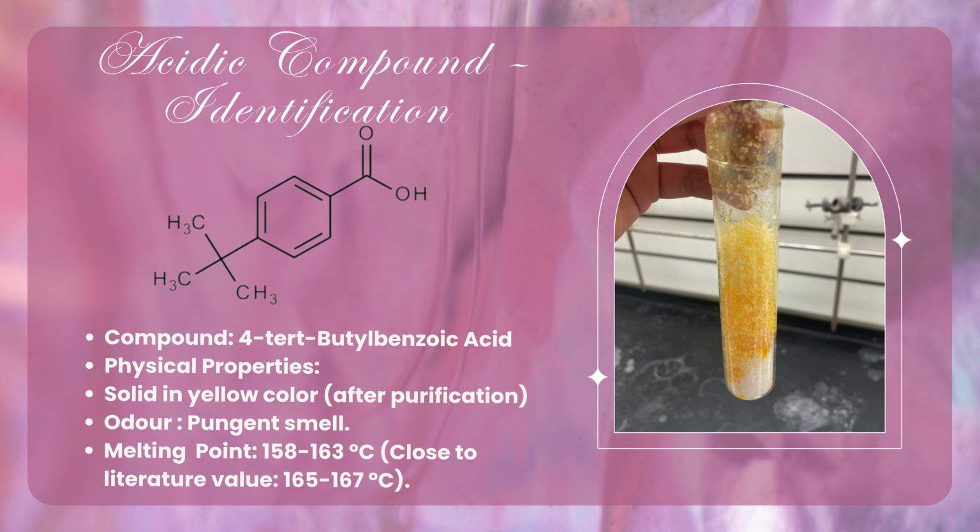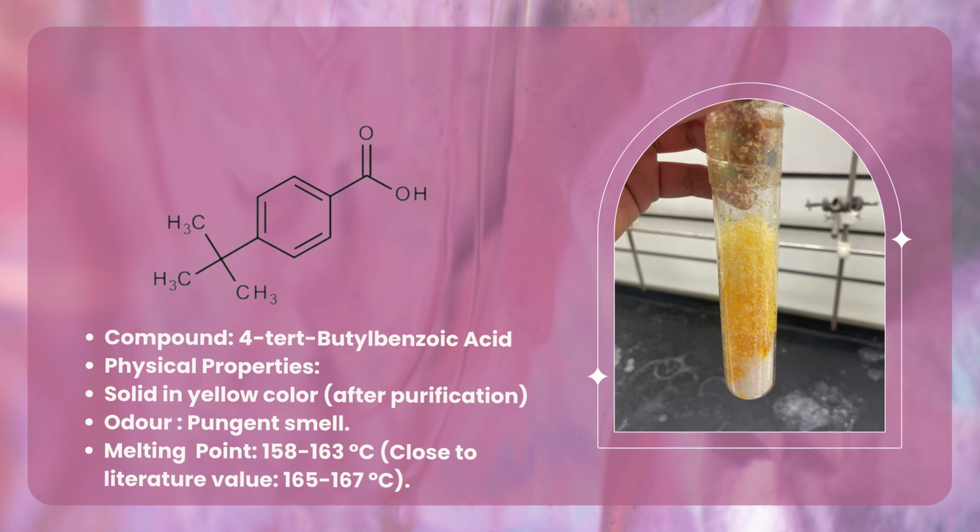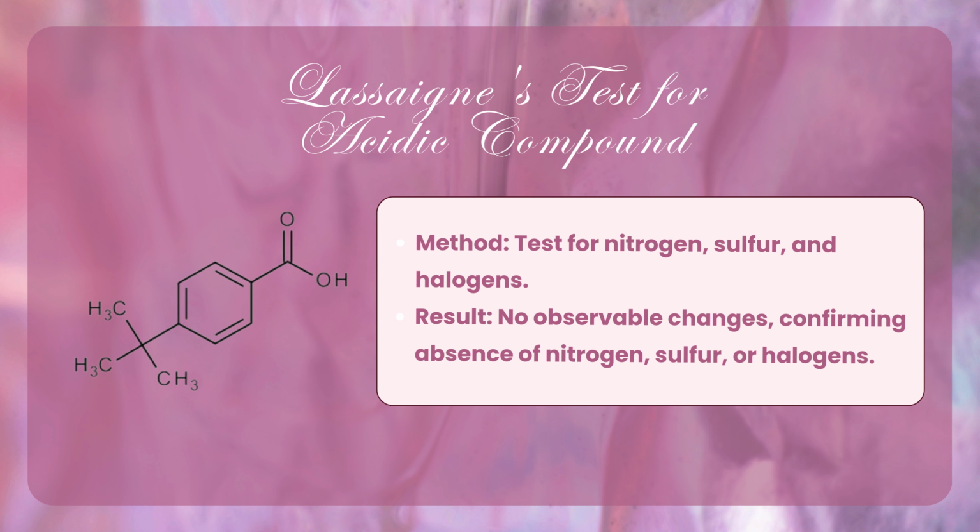However, before deciding on this compound, I did all the manual functional group tests and solubility tests. After that, I matched my result with the IR and NMR spectrum. So let's go through the tests that I did for the acidic compound. The first test that I took is the Lassaigne test. So this test is to confirm the elemental composition of this compound.